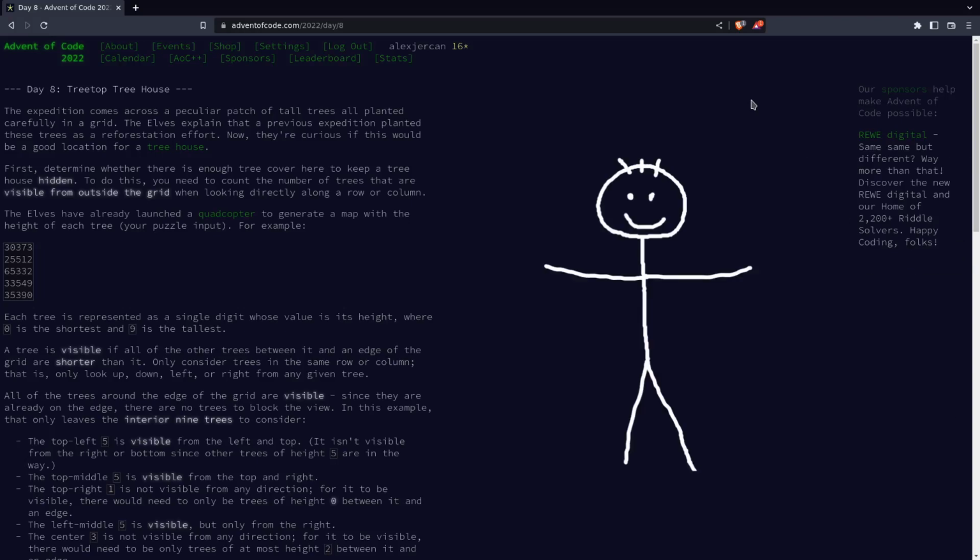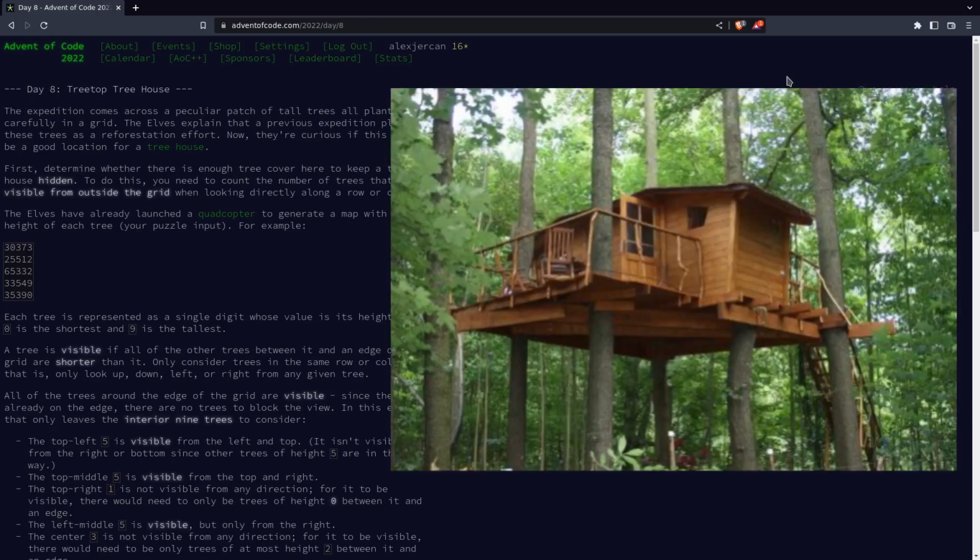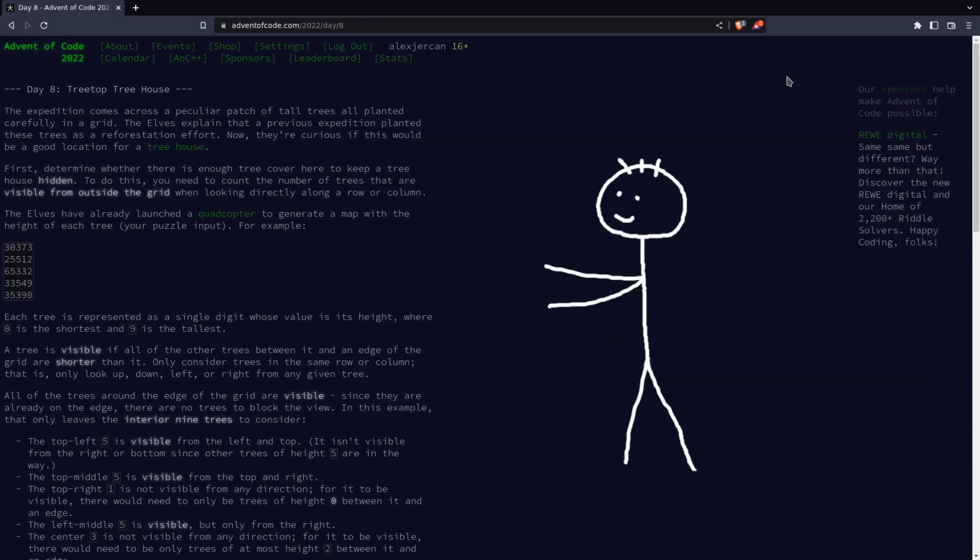Okay, so in the eighth day, we reach a patch of trees that was planted in a previous expedition by the elves. This time, they think that it would be a good idea to build a tree house in this location, but to determine whether there is enough tree cover to keep the tree house hidden, they have to count the number of visible trees from the outside. So they map the tree heights and give us the puzzle input. The puzzle input consists of the heights of each tree in the patch.